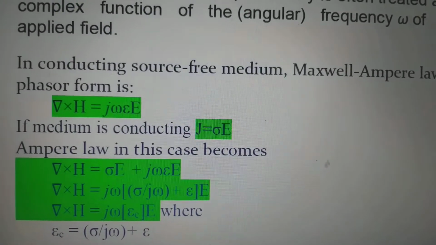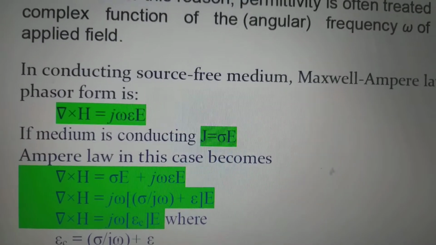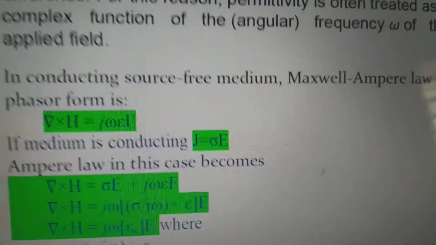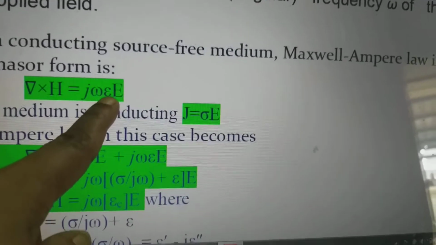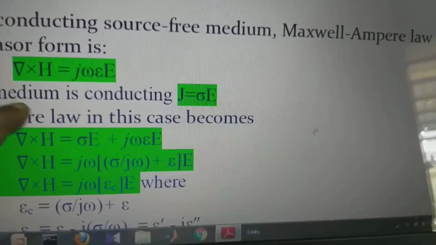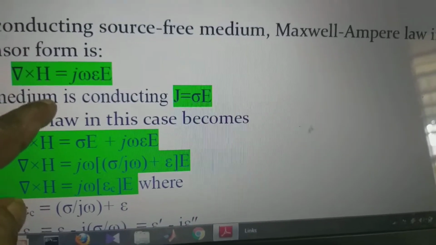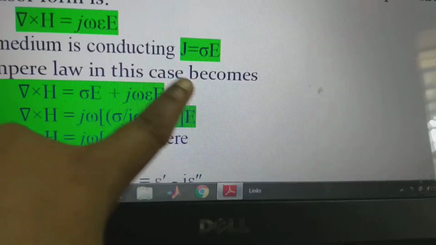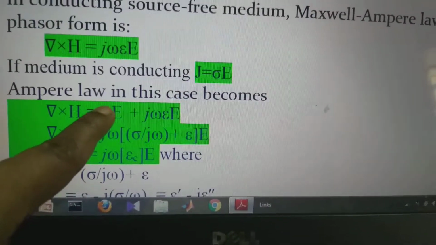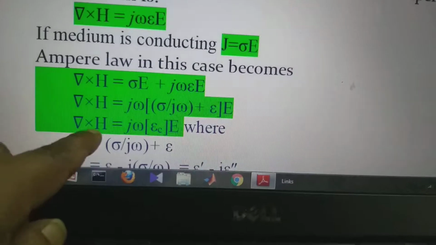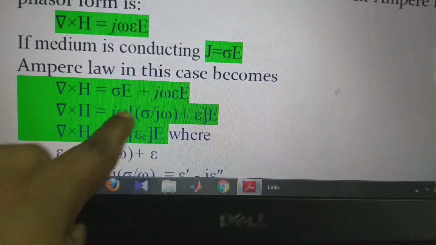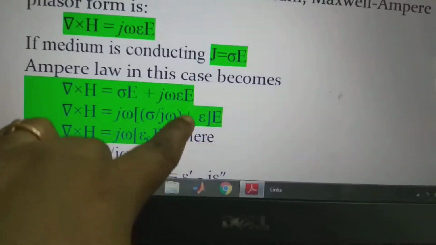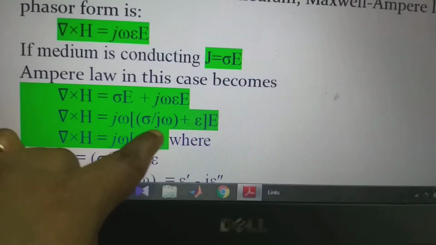In EMT, you have studied Maxwell's equations. In that, Ampere's law in phasor form is del cross H equals j omega epsilon E. This is for a source-free medium. If the medium is conducting, then we have to add the current density also. Current density J is equal to sigma E. So del cross H equals sigma E plus j omega epsilon E. Taking j omega E as a common factor, within the bracket we have epsilon plus sigma by j omega. This is called complex permittivity.